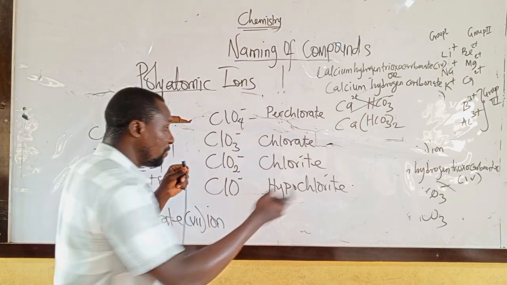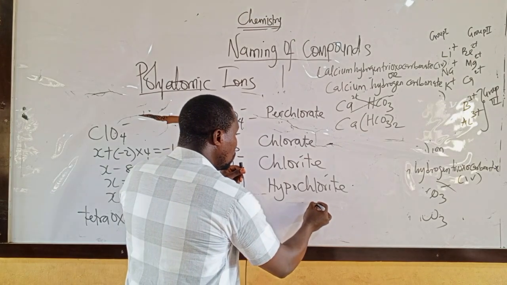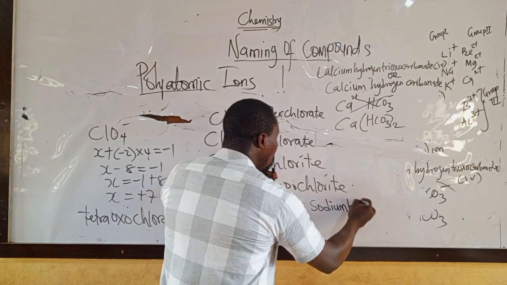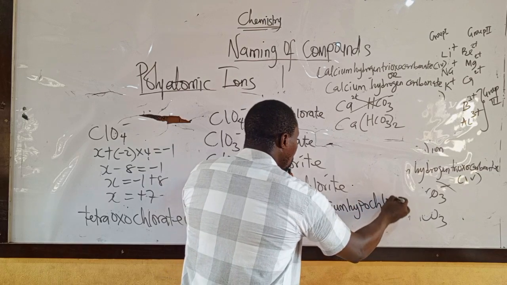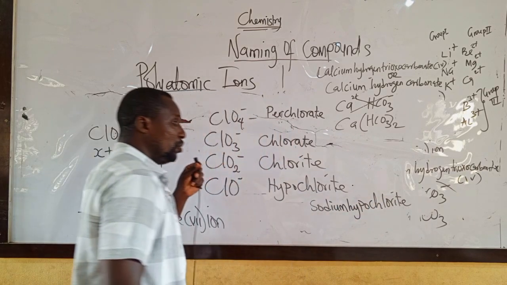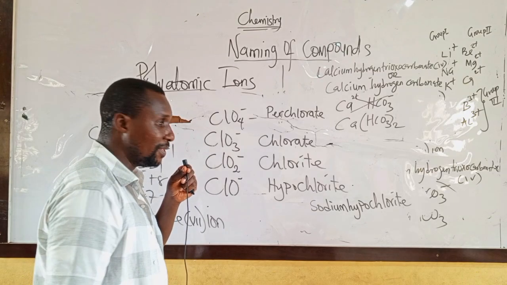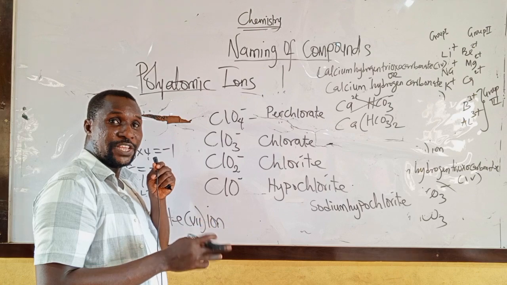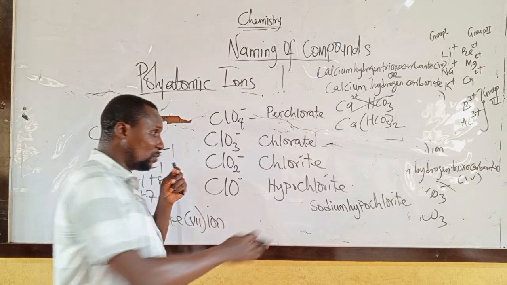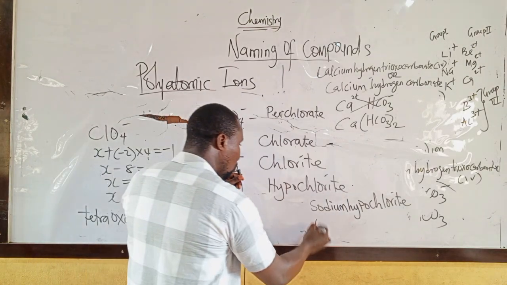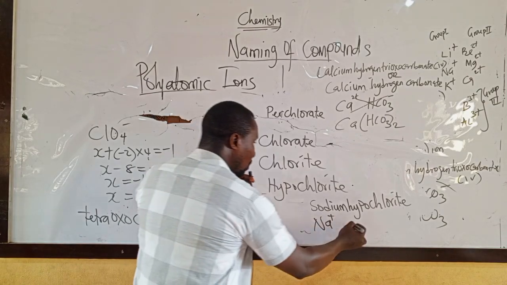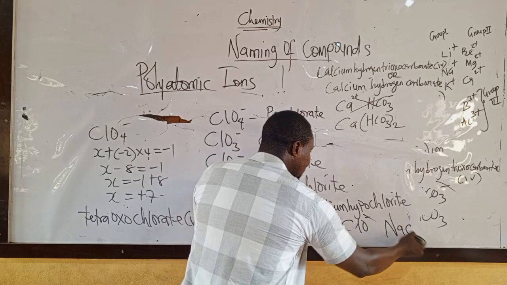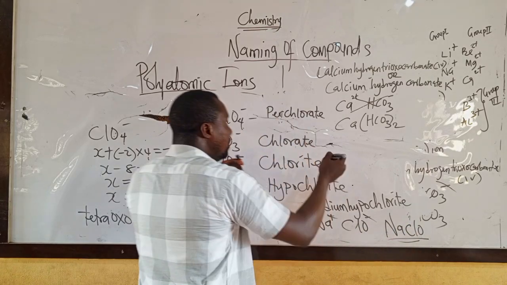Then if I now ask you to write, for example, sodium hypochlorite. Sodium hypochlorite means sodium oxochlorate(I). That is sodium hypochlorite. That is Na plus, and this one is ClO minus. They cancel each other. Therefore, you have NaClO.